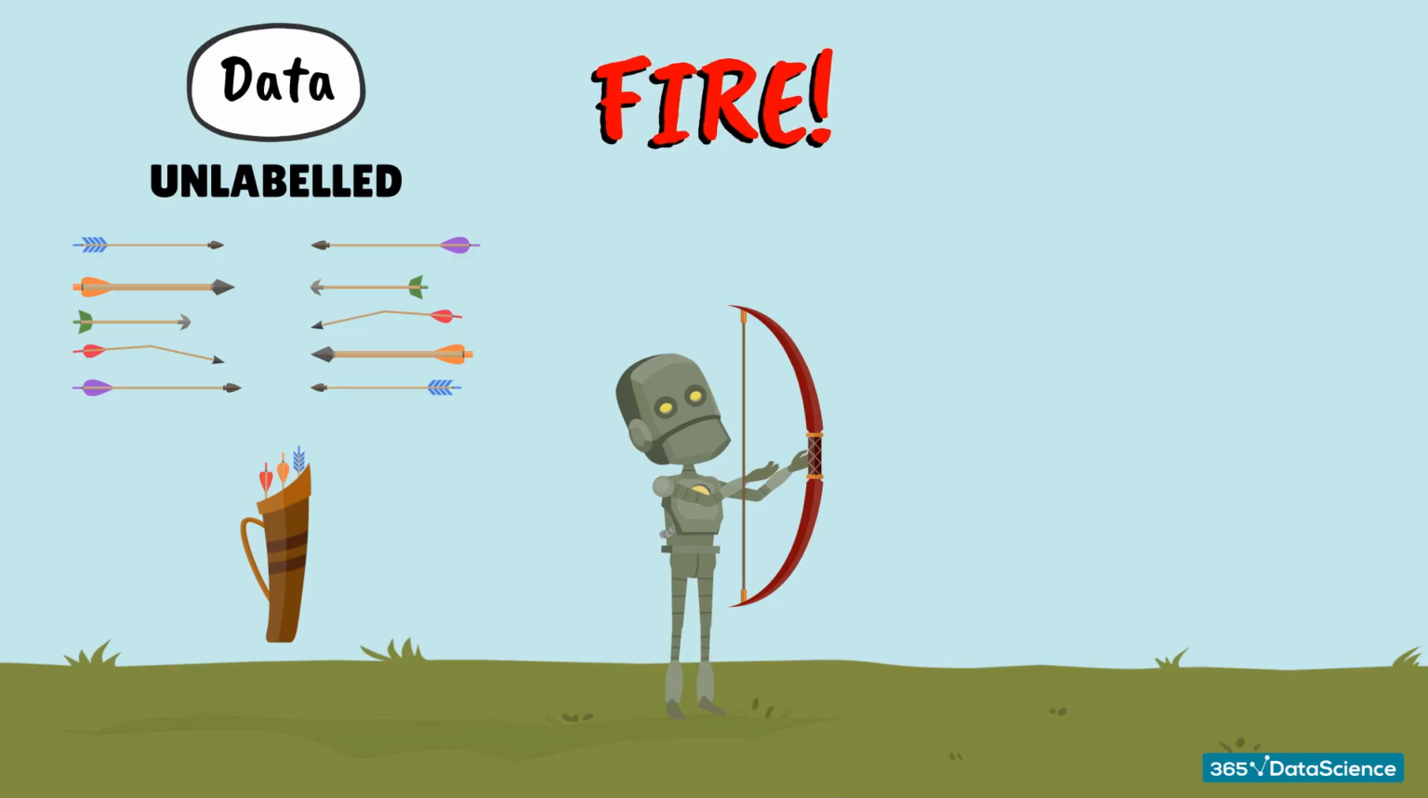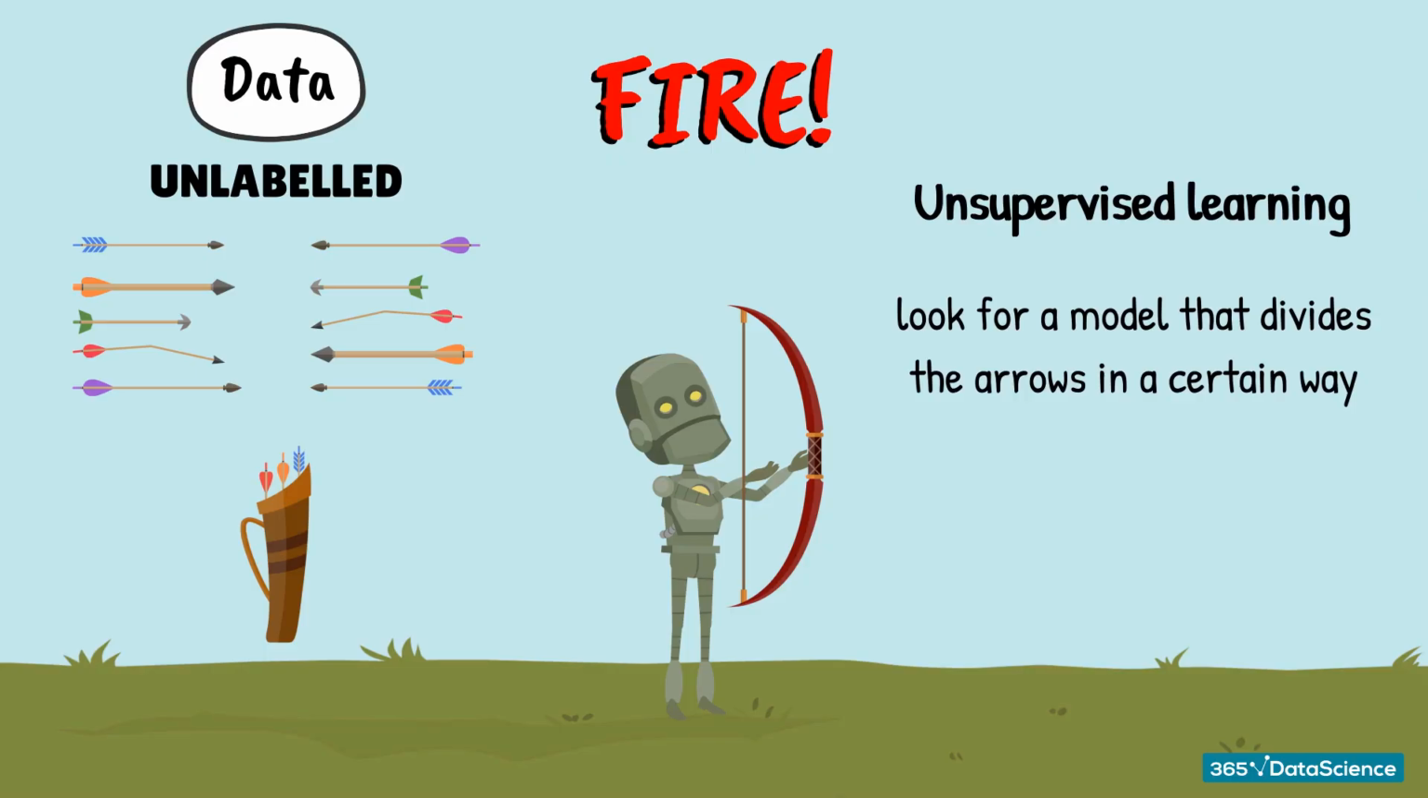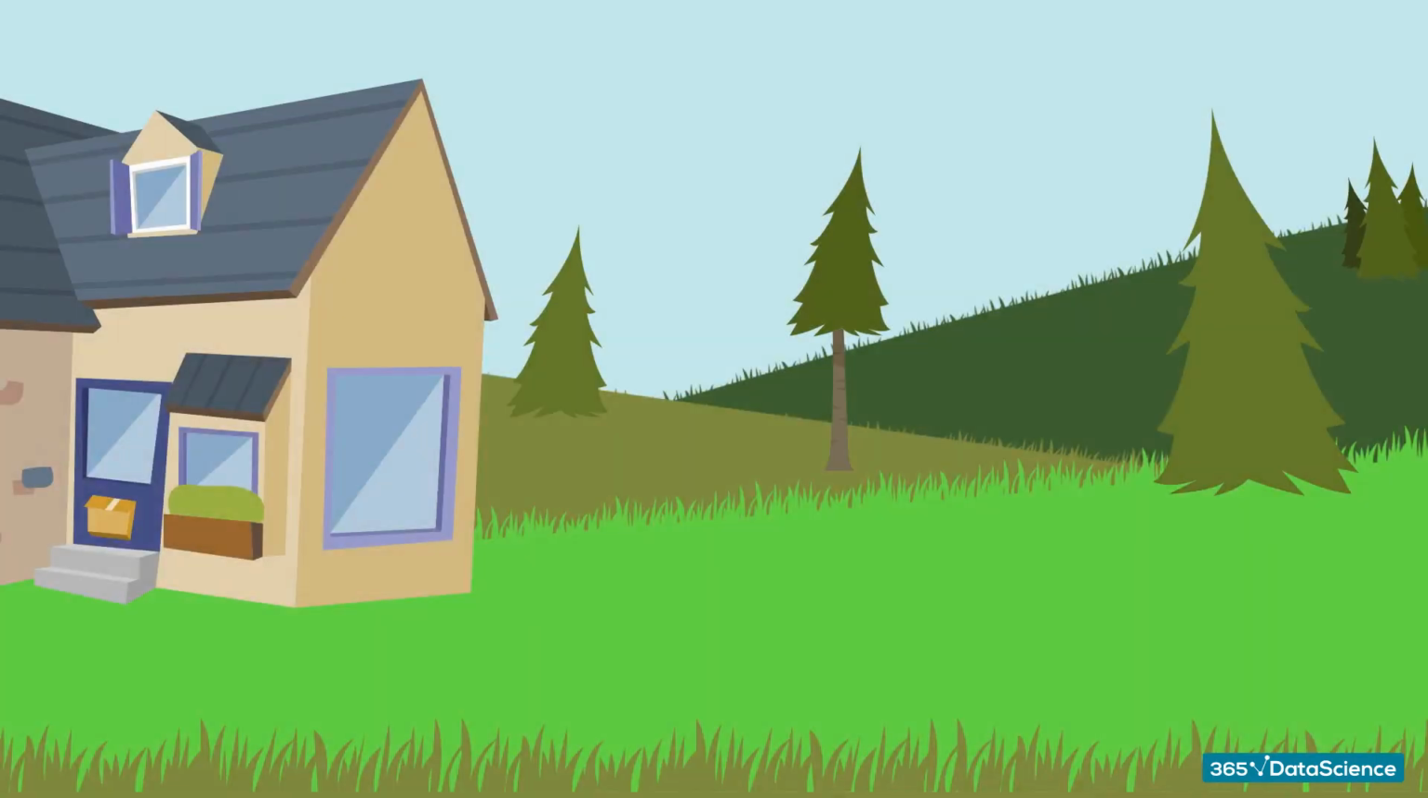Therefore, in this case, you won't be looking for a model that helps you shoot better. Rather, you'll be looking for one which divides the arrows in a certain way. Here's a quick overview of what happens. The robot will see just the ground, the tree, the house, and the sky. Remember, there are no targets.